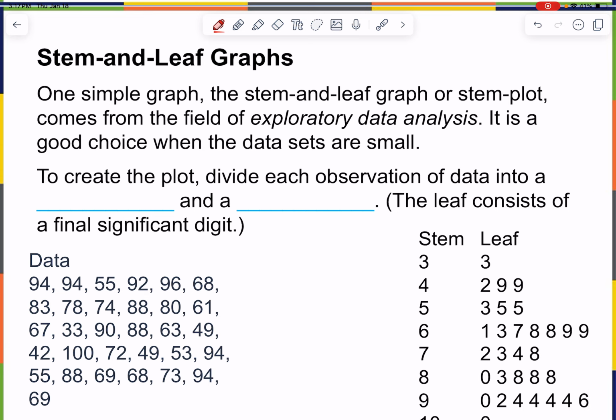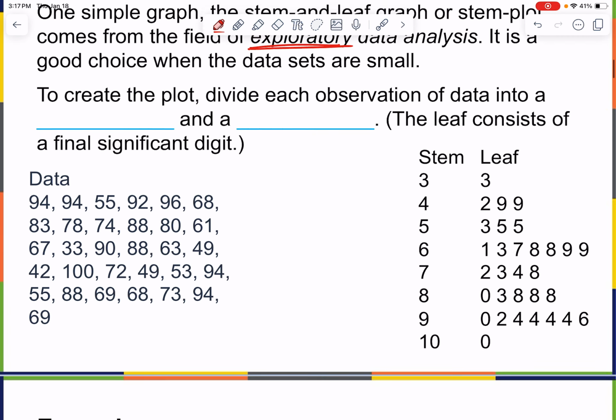One simple graph, the stem and leaf graph, or stem plot, comes from the field of exploratory data analysis. What they do in exploratory data analysis is they try and find patterns and stuff. So they're sort of exploring with different representations of data to see if they can determine a pattern or some other form of structure. Okay, it is a good choice when the data sets are small. So stem and leaf plots is a good choice when the data set is small.